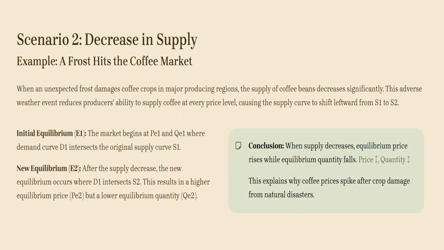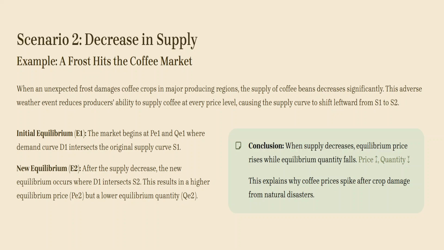Let's stick with the market for coffee. The event, a severe frost in Brazil, destroys a large portion of the coffee bean crop. Step 1. Which curve? This affects the ability of producers to produce. It is a natural disaster affecting the condition of production. This affects supply. Step 2. Which direction? The frost reduces the amount of coffee beans available. This is a decrease in supply, so the supply curve shifts to the left from S1 to S2.